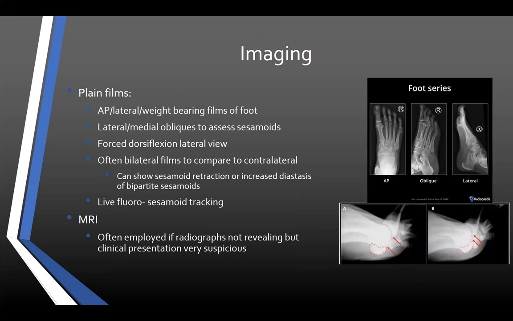It's also very important to use the medial and lateral obliques to assess the sesamoids, and you may need contralateral films, as up to 25% of people have been reported to have bipartite sesamoids. So it's important to know whether you're seeing a sesamoid fracture or if it's just their anatomy and they have bipartite sesamoids.